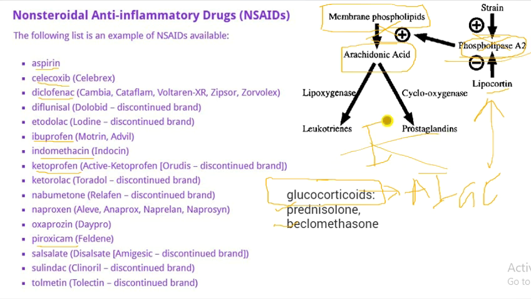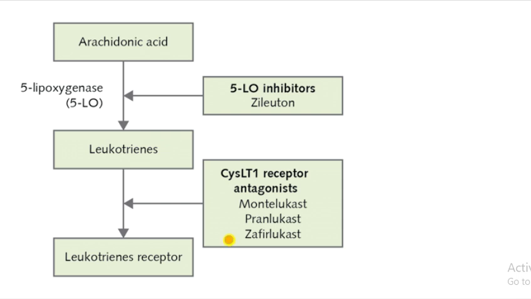So inflammation won't occur. Inflammation and allergy symptoms won't occur. That is what glucocorticoids do. They produce lipocortin, which inhibits phospholipase A2. Examples are prednisolone and beclomethasone.